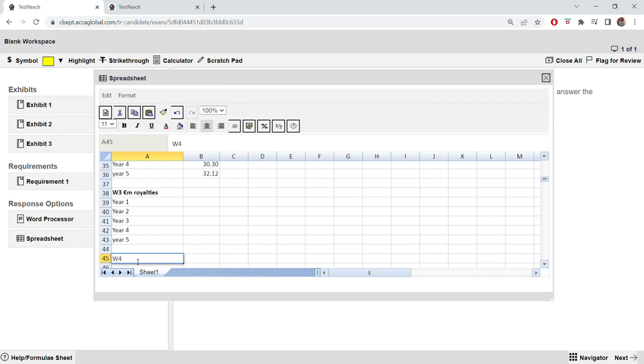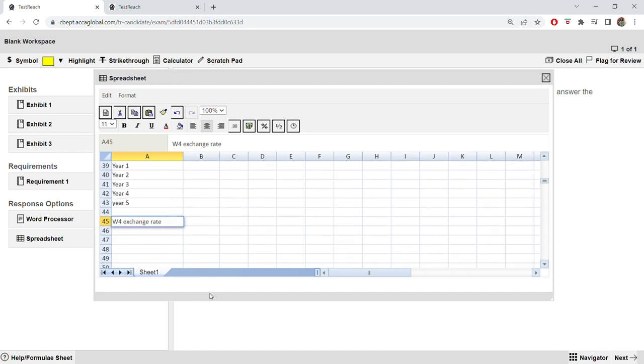Working 4 is the exchange rate. I'm going to make it bold. Now, you know that the inflation is given for the two countries, so using it you can use this thing. We are going to copy this, copy paste. Once this is done, how are you going to do this?